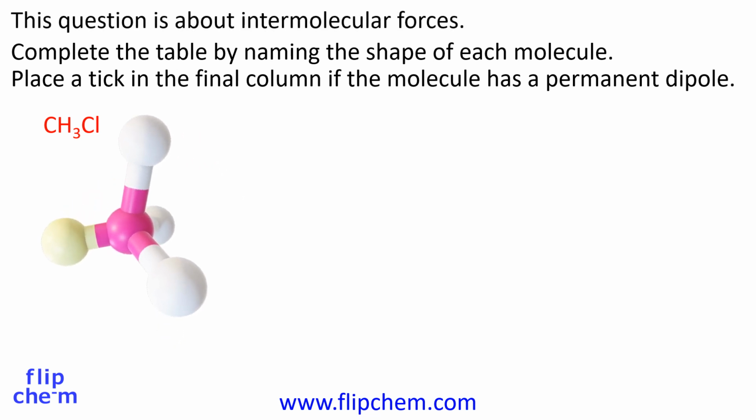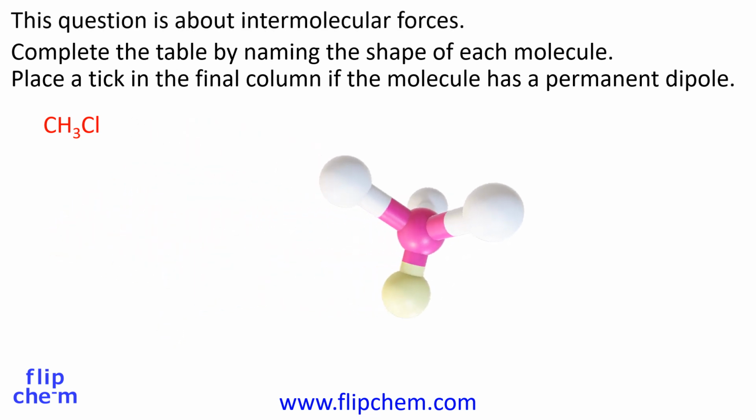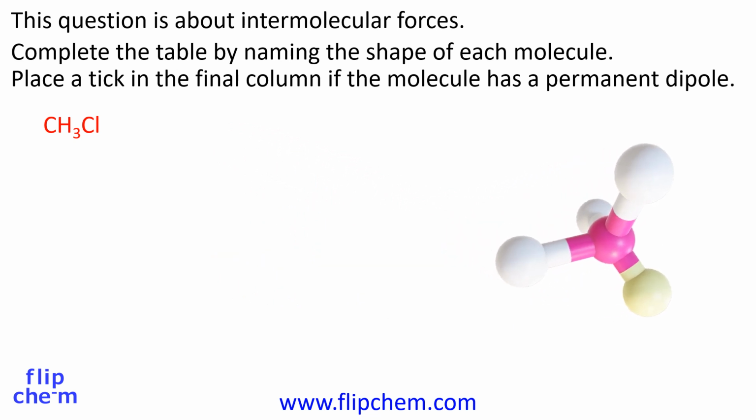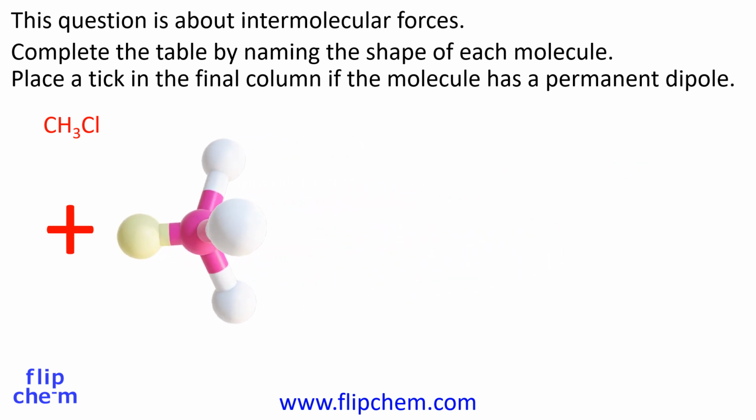There are polar bonds present. Chlorine, shown in yellow, is by far the most electronegative atom in this molecule. If we put a positive charge on the left-hand side of the screen, the slightly negative chlorine side of the molecule will be attracted towards it. Chloromethane is a polar molecule.